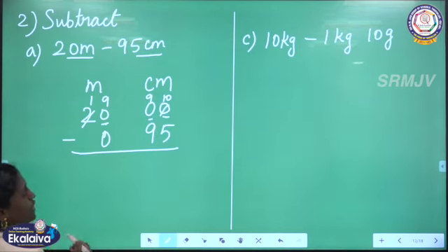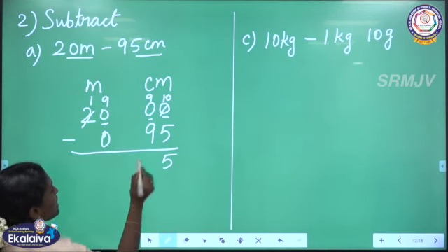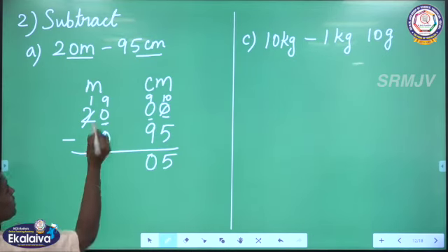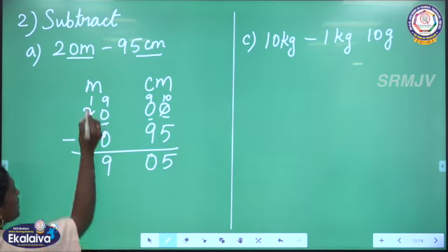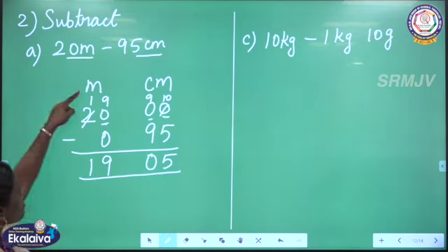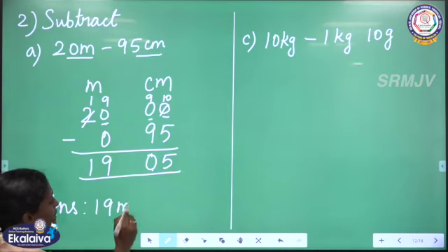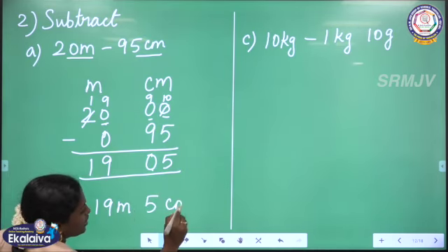Now we have to do the subtraction. 10 minus 5, 5. 9 minus 9, 0. Here 9 minus 0, 9. Here in tens place 1. So the answer is 19 meter 5 centimeter.